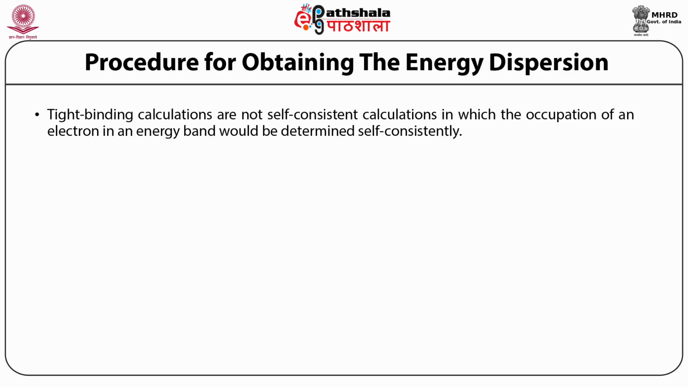self-consistently. Now, phi j as a function of r is equal to 1 by root n multiplied by summation over R alpha of exponential iota k R alpha multiplied by phi j as a function of r minus R alpha, where alpha can be A and B.